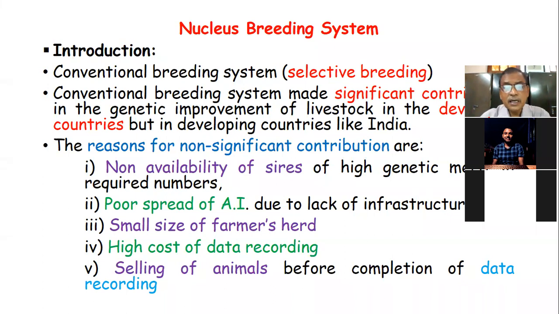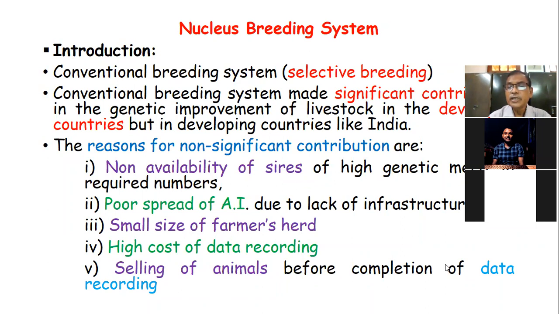And then the selling or keeping of animals depends totally upon the mentality of the farmers. If the animals are not well, or are not giving milk in sufficient quantity, or are not coming into heat at the right time, or are not giving birth to a calf every year, the farmers may sell the animals before completion of the data recording. So these are some of the problems or lacunae in the village or farmers' herds.